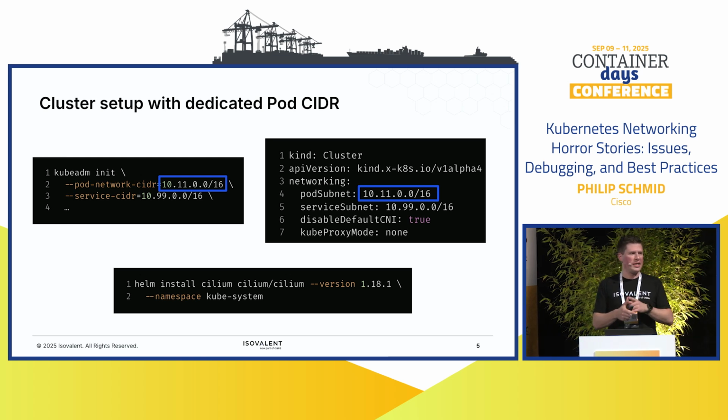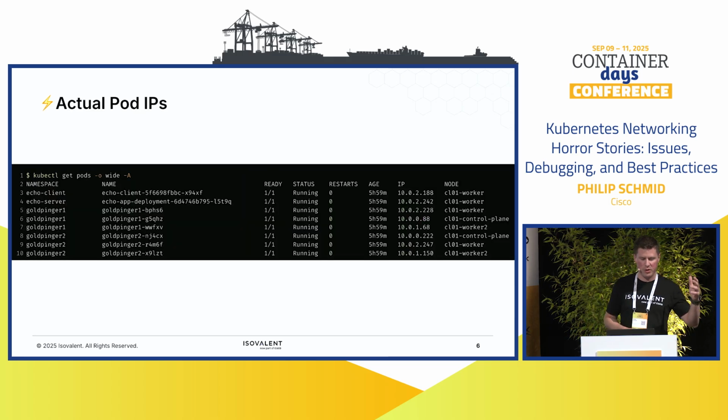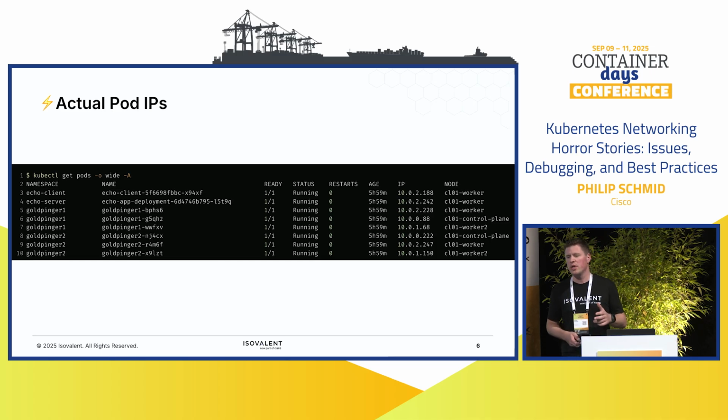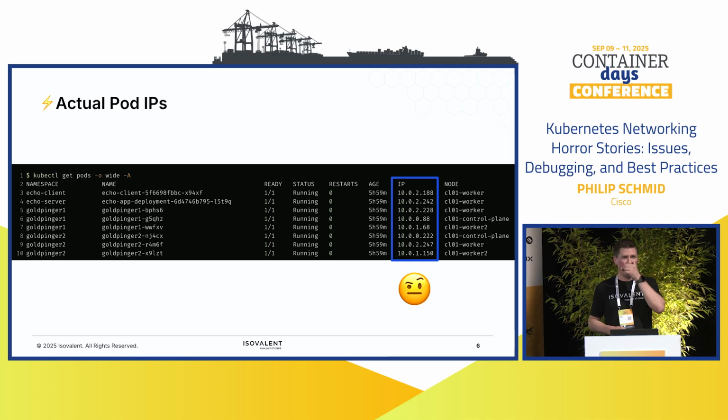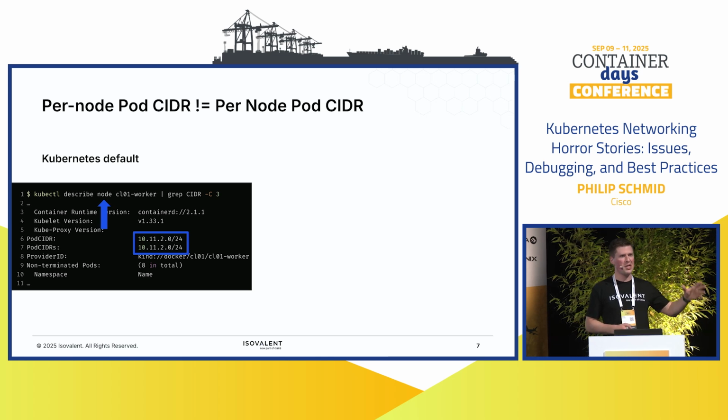Now, if you install Cilium on top of that with its default configuration, and you have a look at the actual pods by using, for example, kubectl get pods -o yaml, you suddenly see that the pods get an IP from a different range, which isn't even part of this 10.11.0.0/16. Now, to understand where this comes from, we need to understand how Kubernetes usually does pod IP assignments, or dedicates the ranges for the pods that are scheduled on a particular node, and compare that to how Cilium does it out of the box.